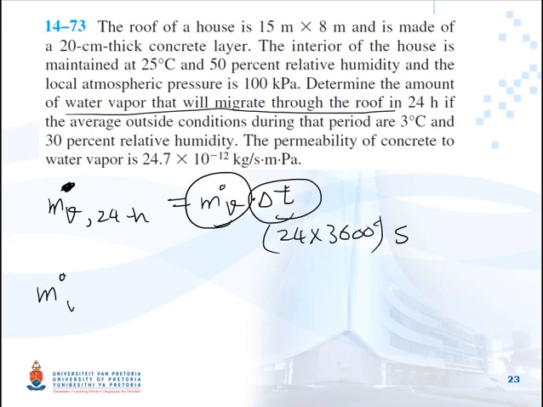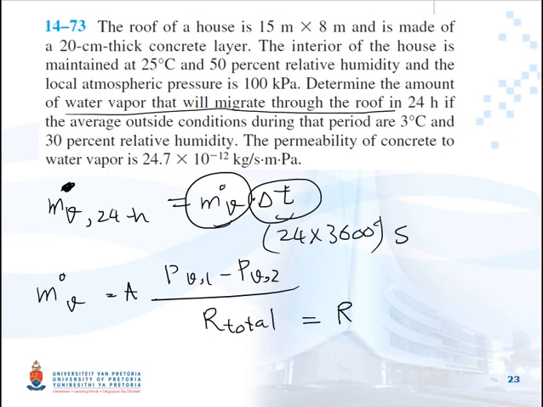So m dot vapor equals A times (P1 minus P2), but instead of R here, what we have is R total. What is R total? As we said, it is R vapor roof plus R vapor film.